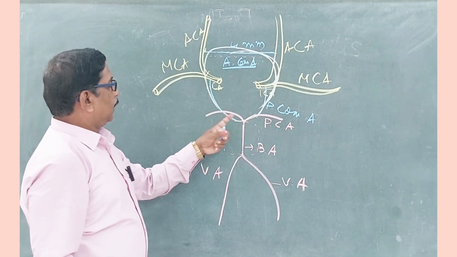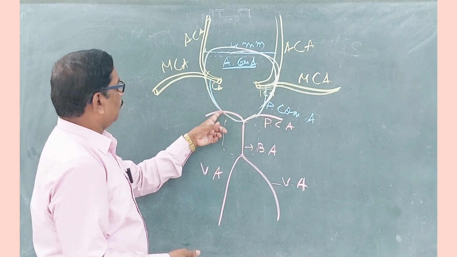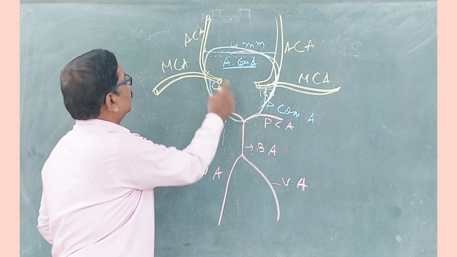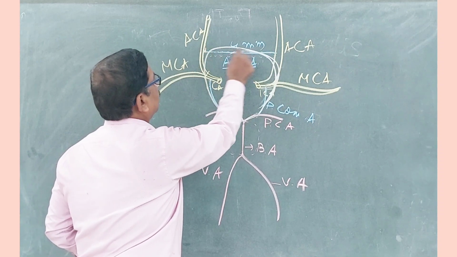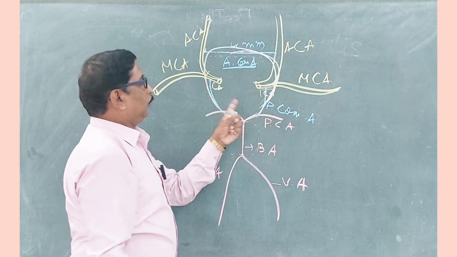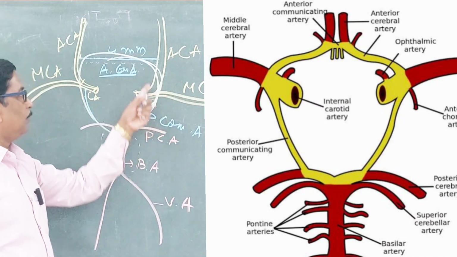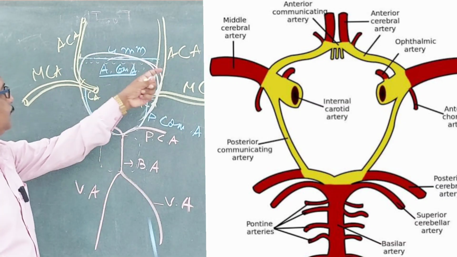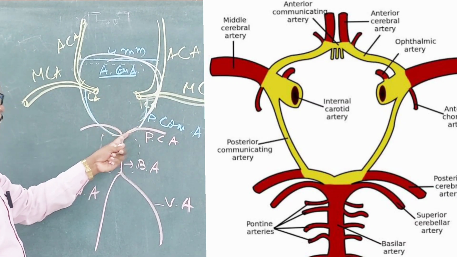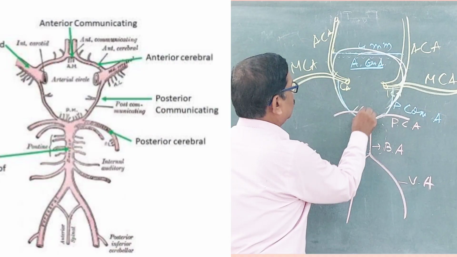So how is it formed? It is formed posteriorly by the posterior cerebral arteries of both sides, the posterior communicating arteries which connect the internal carotid artery with the posterior cerebral artery, anteriorly in the midline by the anterior communicating artery, and on both sides by the anterior cerebral arteries. Note that the middle cerebral artery does not participate in the formation of this circle of Willis. Only the anterior cerebral artery and its anterior communicating branch, and the posterior cerebral artery and the posterior communicating branch, form the circle of Willis.